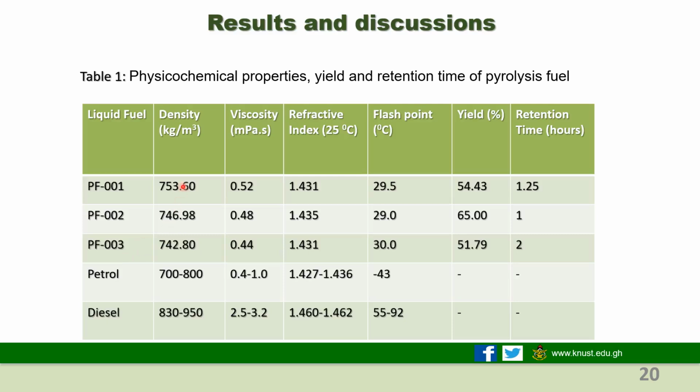The physicochemical properties, density, viscosity, refractive index, and flash point were taken and compared to that of petrol and diesel. The densities, viscosities, and refractive index of the three fuel samples corresponded to petrol. However, the flash points of the three samples were higher than petrol but lower than diesel, and this could be attributed to moisture and impurities.